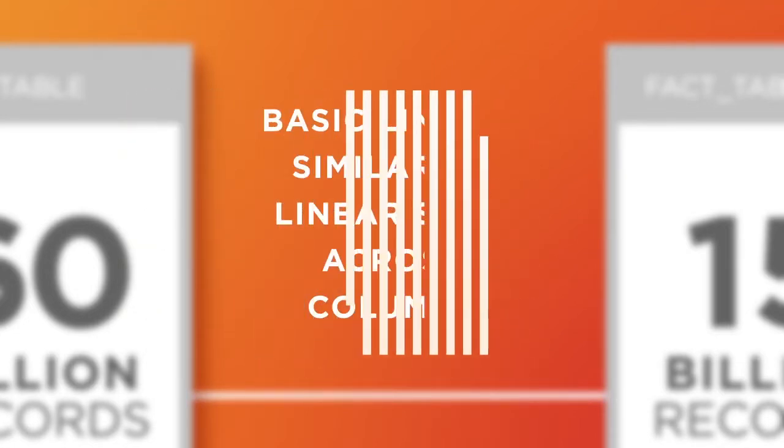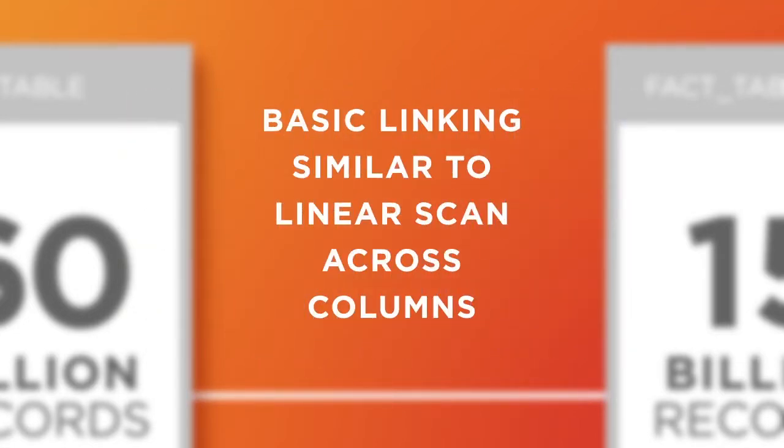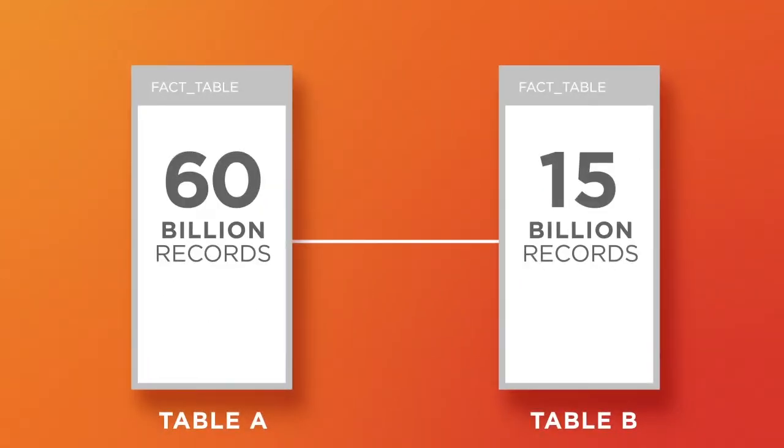Basic linking can be thought of as a linear scan across columns. Let's use our two large fact tables. Table A is the 60 billion row base table, and Table B is the 15 billion row foreign table. For every record of Table A, we need to compare the record's link key columns with the corresponding values in each record of Table B.